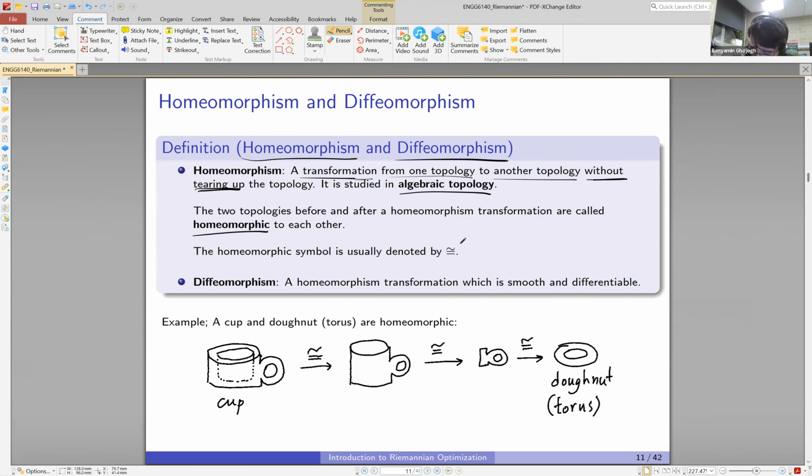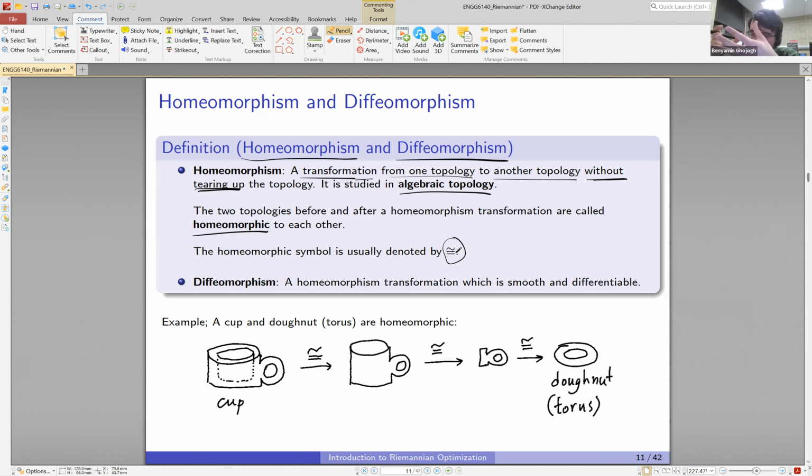And its symbol is this. It's denoted by this. What does it mean? It means that in algebraic topology, you can see it somewhat like equivalence, right? As long as you don't tear up the topology that you have, you can deform it. Deformation doesn't change the topology.